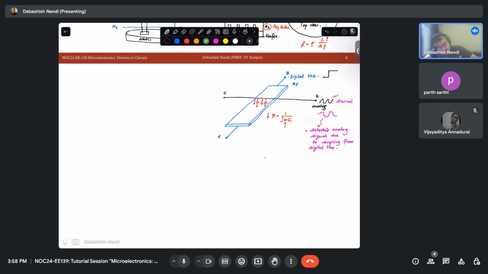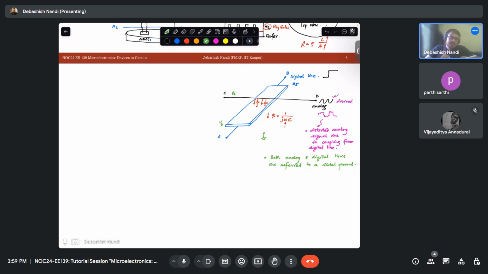The reason behind this is that both analog and digital lines are referenced to a global ground. So let's say if this voltage is VD, it is with respect to this ground, and if this is VA, or V analog, this is also with respect to this ground.